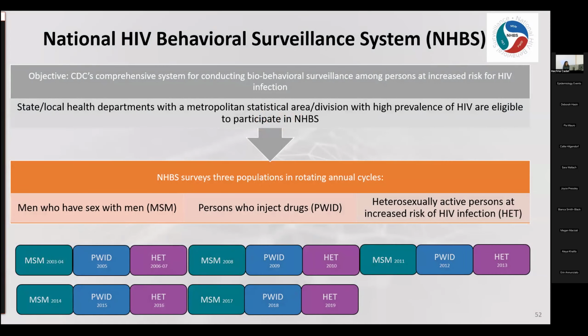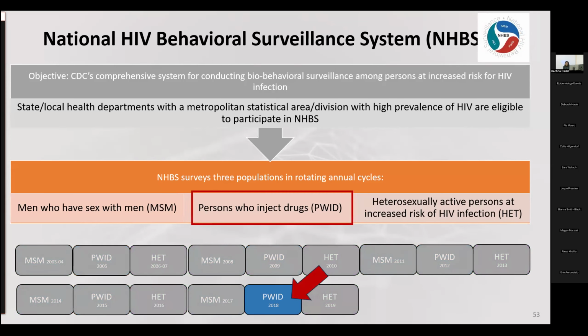And so this data came from the CDC's National HIV Behavior Surveillance System, which is a biobehavioral surveillance among people at increased risk for HIV infection. The CDC works with multiple different subpopulations that are at increased risk for HIV. And for the purpose of this work, we focus on PWID, the 2018 cycle.